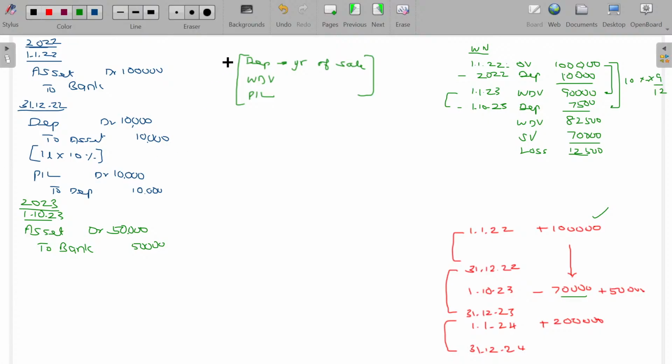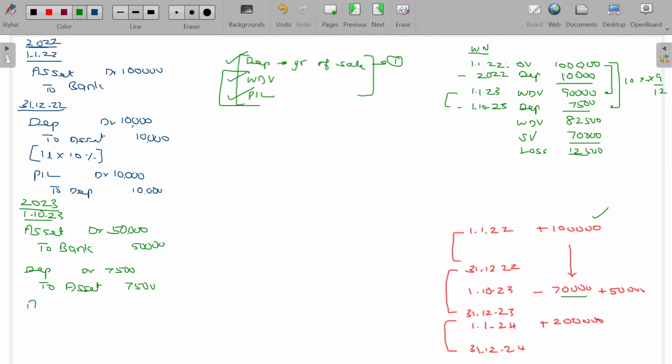So we have found out the depreciation for the year of sale, WDV and profit and loss. Now pass the entry for what? This one, depreciation for the year of sale. What is the entry? Depreciation account debit to asset account. This value being 7,500. Year of sale, we had a depreciation of rupees 7,500. Is that clear? What about this 10,000, sir? This 10,000 was already charged. So in this year, we have to charge another 7,500. Then we have to sell the asset and find out the profit and loss also.